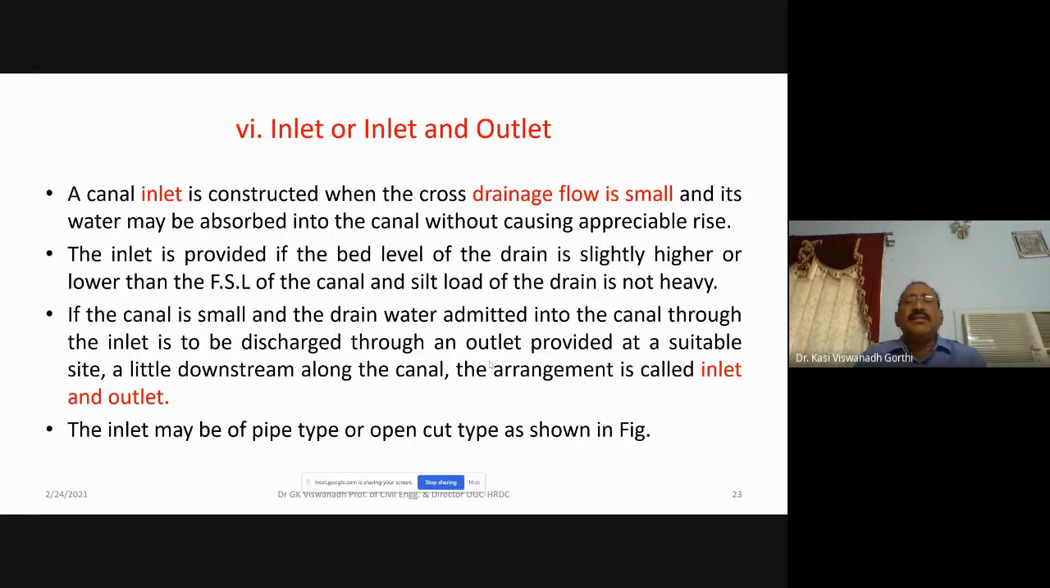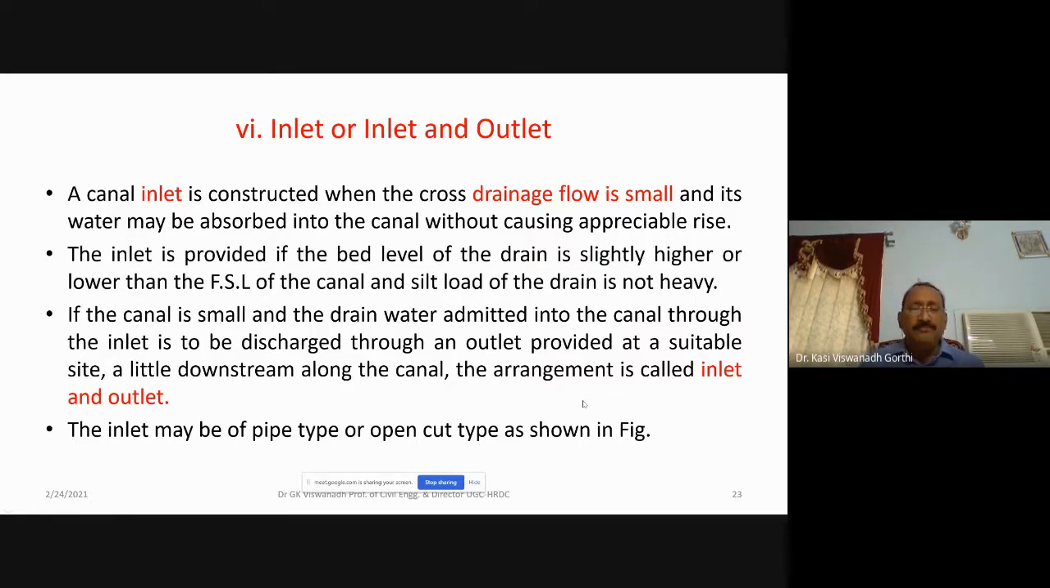So whatever water is flowing through this drain joins into the canal and flows along with the canal. However, we have to see that the water level is not raised much. If the canal is small and the rainwater admitted into the canal through this inlet is to be discharged through an outlet provided at a suitable site, then you have to provide an inlet as well as an outlet. Both things have to be provided.